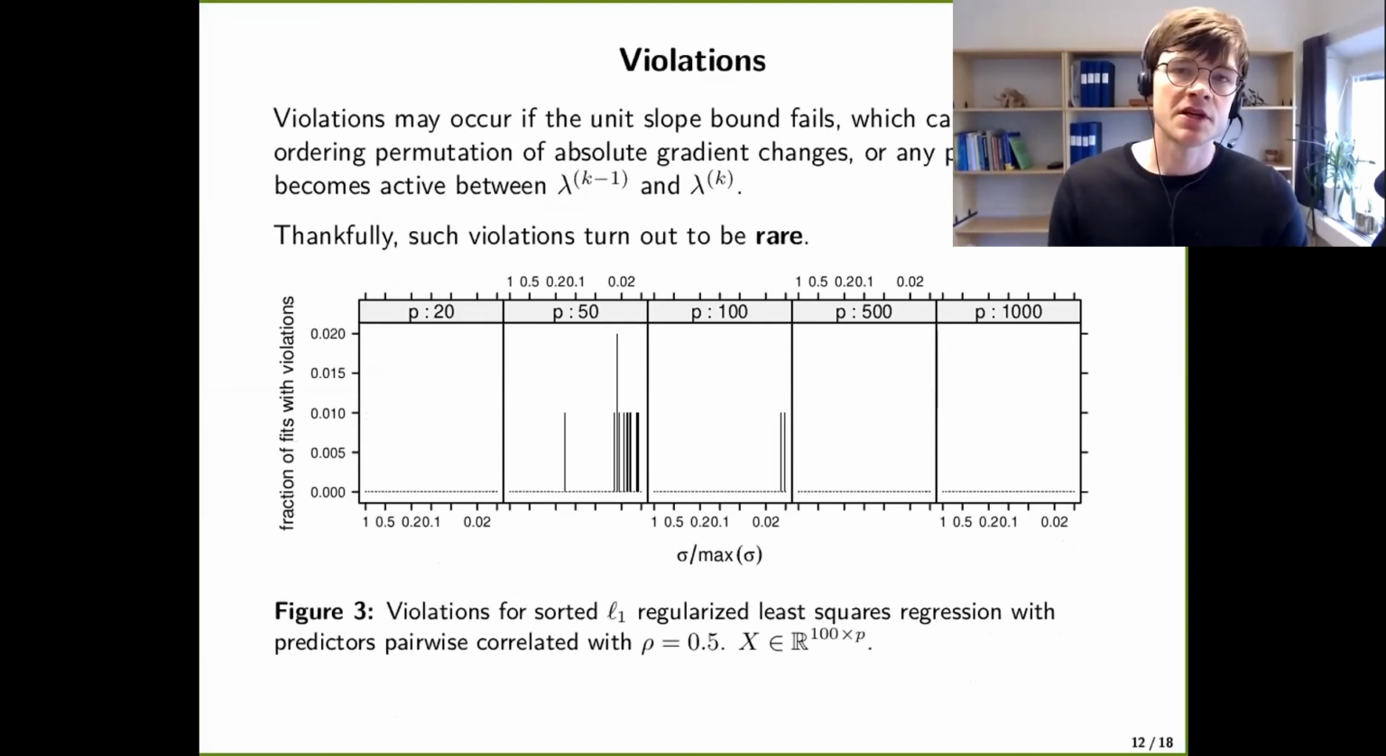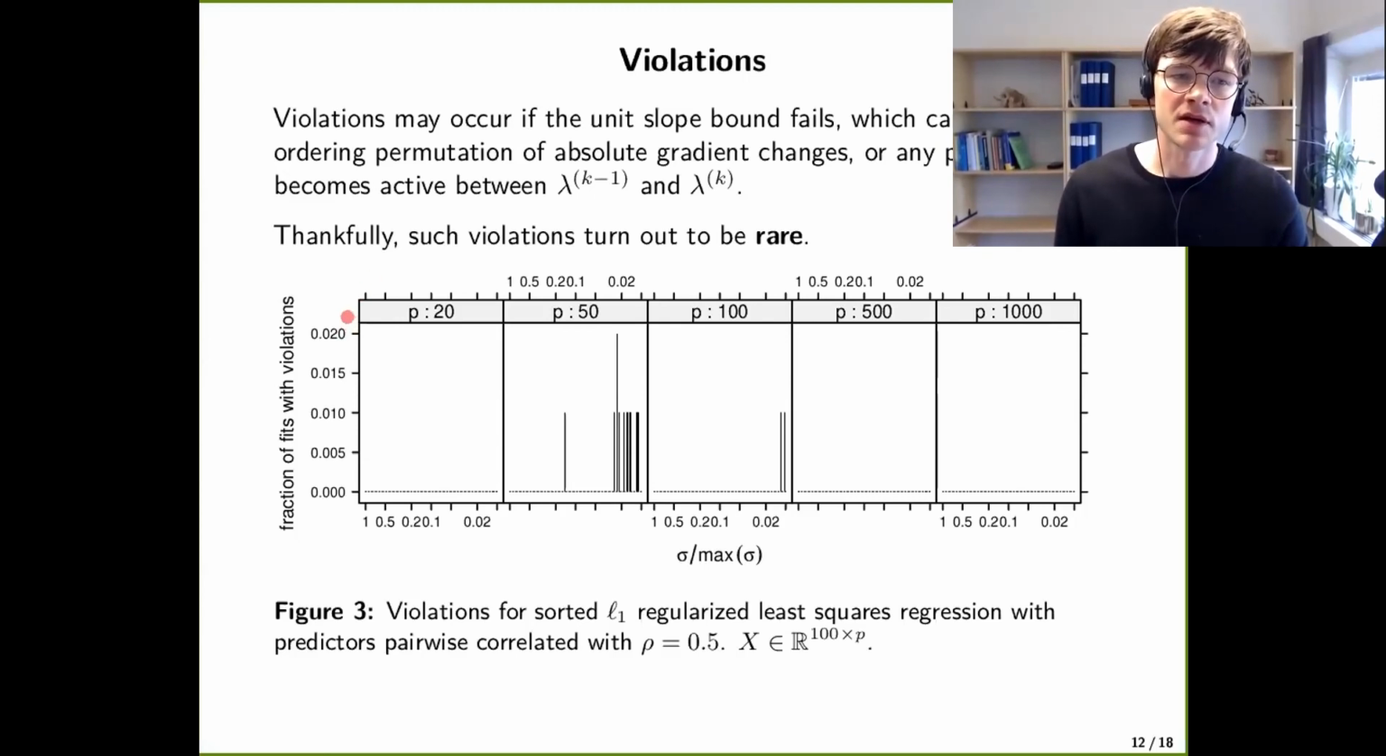It's possible to incur violations. We know that from the strong rule from lasso, and that holds here as well. We have a few more requirements or assumptions. For instance, we have requirements that the order of the coefficients, order of the gradient, isn't changing between lambda k minus 1 and lambda k. But even despite these assumptions, it turns out that violations are very rare.